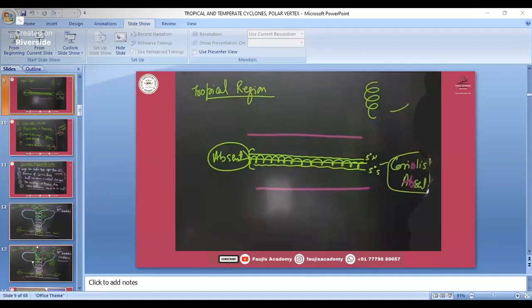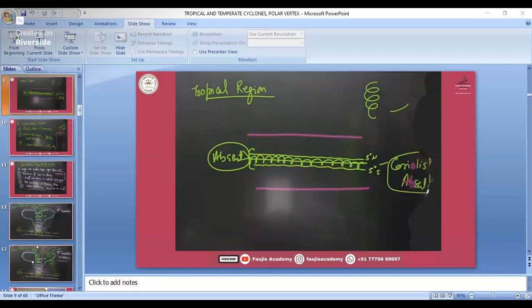And the depth of warm water should extend 60 to 70 meters deep. So that depth of warm water should be 60 to 70 meters deep. This is also one more condition, so remember this part also. Enough moisture and latent heat of condensation should be there.